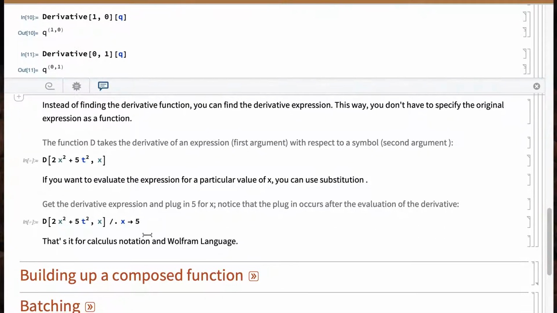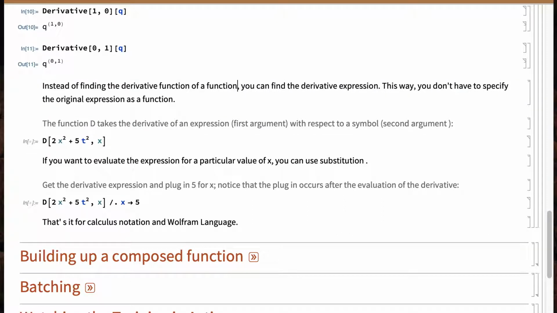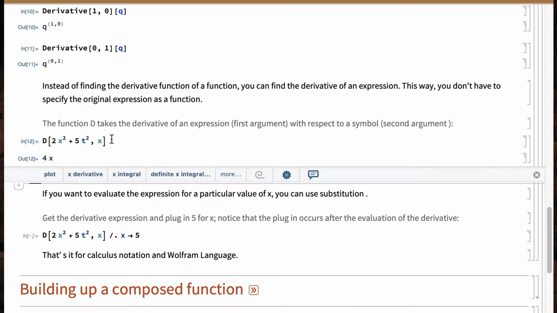Okay. Instead of finding the derivative function of a function, you can find the derivative of an expression. And this way you don't have to specify the original expression as a function. So you remember our 2x squared plus 5t squared. Supposing we just saw that, it wasn't wrapped up in a function, and we wanted to find out what is the derivative of that expression with respect to the symbol x, we just use D. D is when you don't have functions. Pretty clever mnemonic. All right, and we get our 4x.